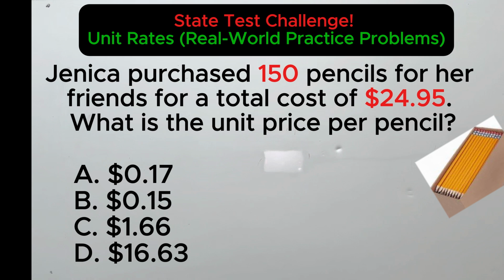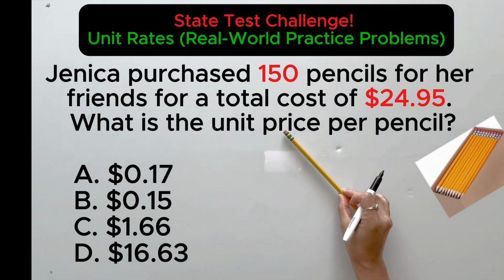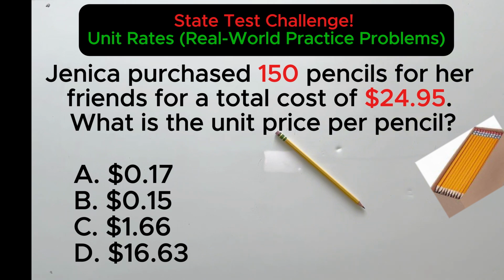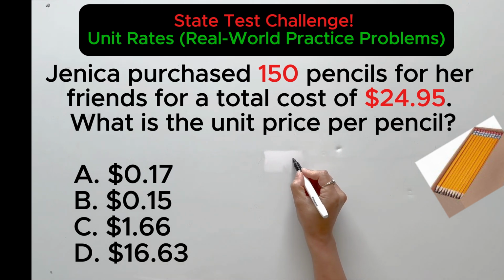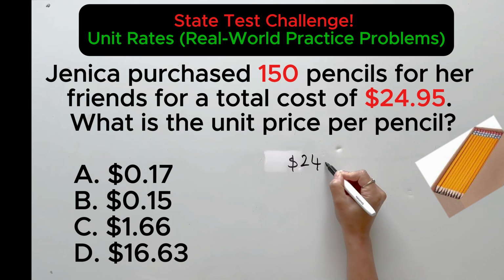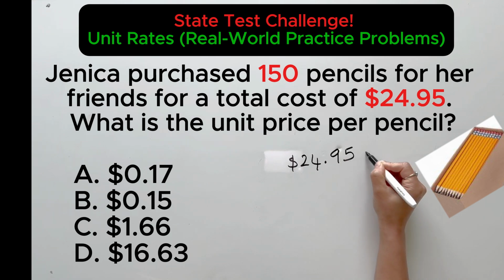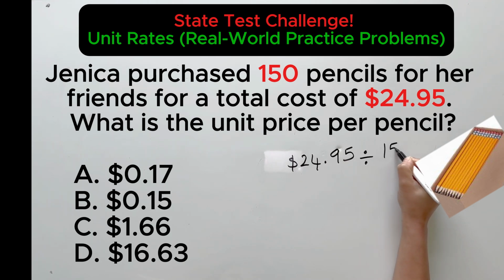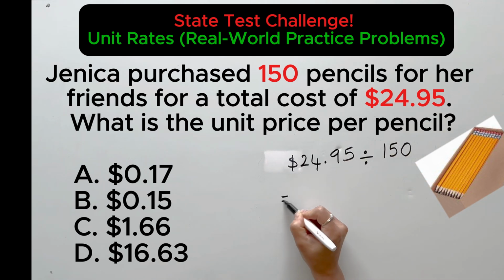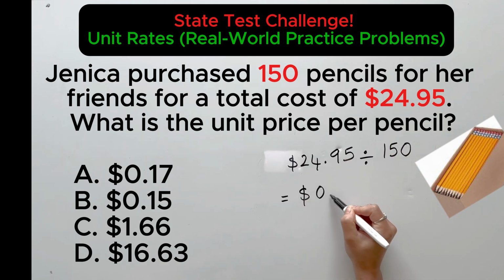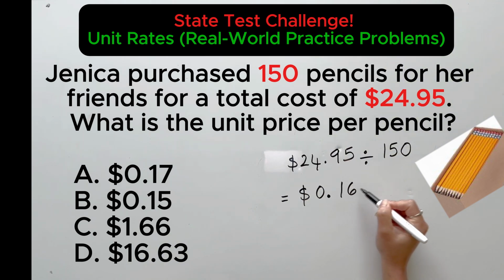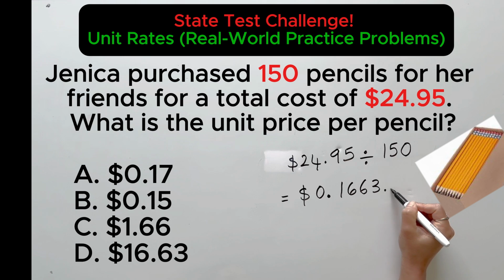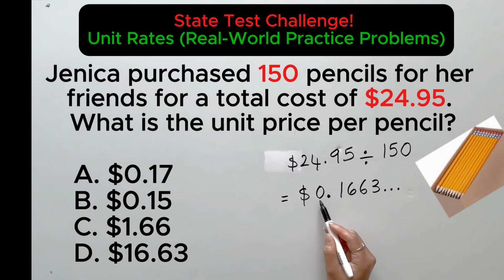Let's work together here. We want the cost for one pencil, so divide the total cost by the number of pencils. We have $24.95. Divide that by 150, which equals 0.1663, and continue. And we will round this to 0.17, so the answer is A.